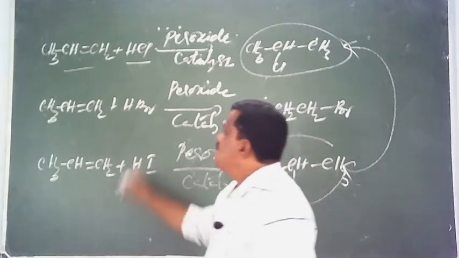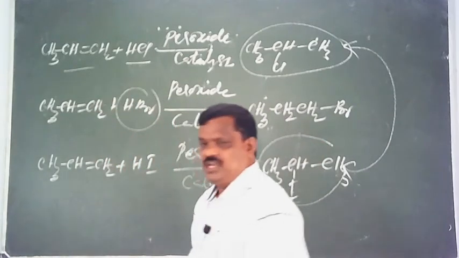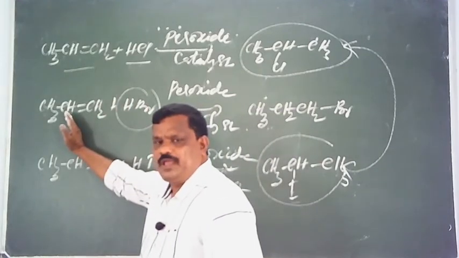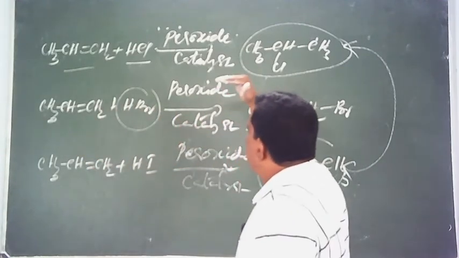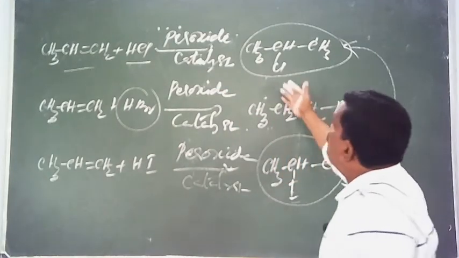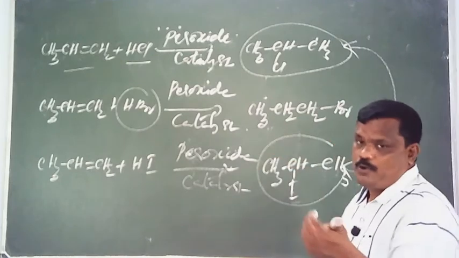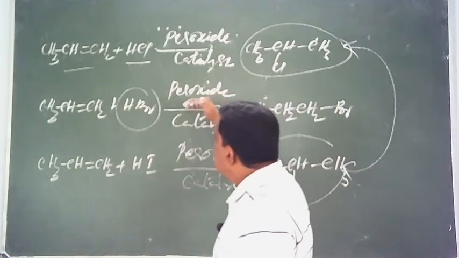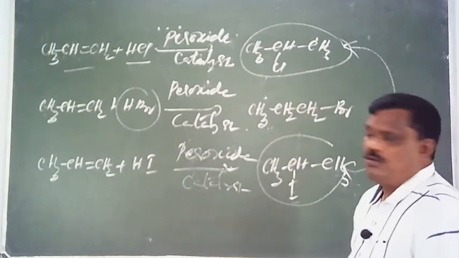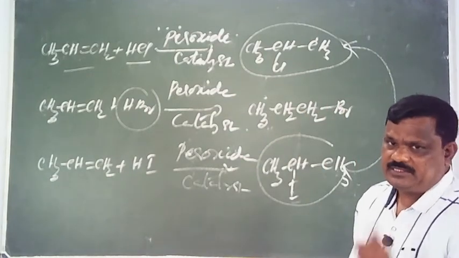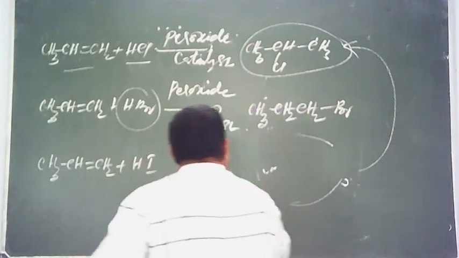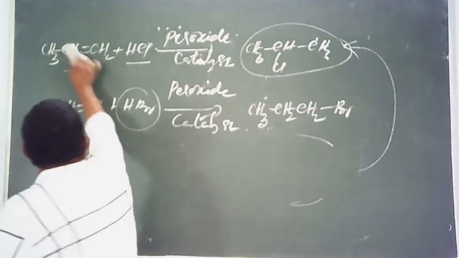But in the case of HBr, addition of HBr to propene in the absence of peroxide gives 2-bromopropane, but in the presence of peroxide, it gives 1-bromopropane. See the difference? Let me write it in the absence.